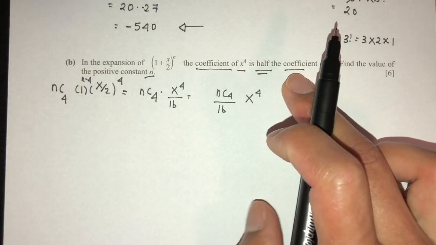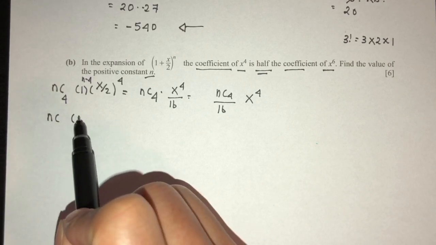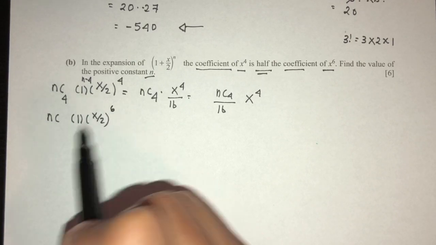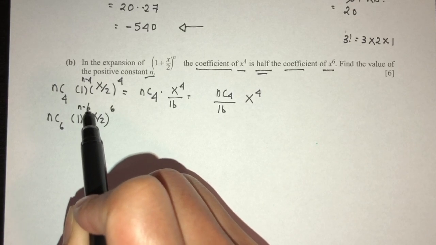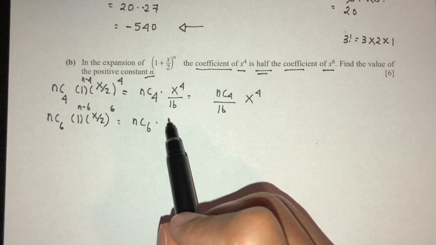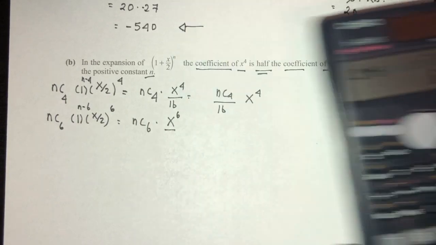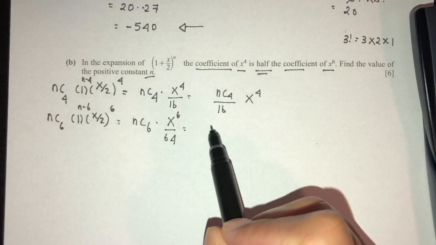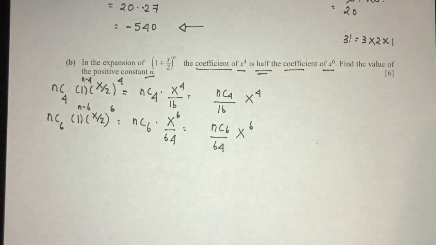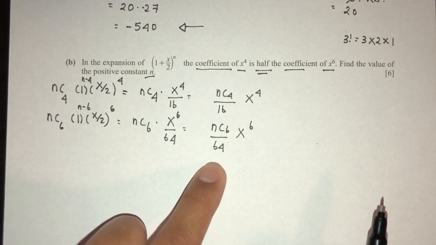Now for the coefficient of x power 6. N choose something, and it has to be 1 here, x power 2. For it to be power 6, we have to have 6 here. This will be 6, and this will be n minus 6. N choose 6 times, this will be 1, so we don't care about this one. It will be x power 6 over, what is 2 power 6? That should be 64. Yep, 64, I was right. Now we simplify, so n choose 6 over 64 x power 6. So this will be the coefficient of x power 4, and this is the coefficient of x power 6.